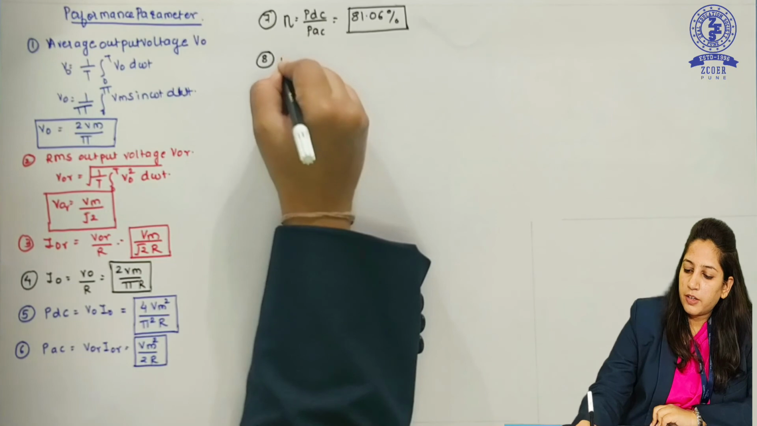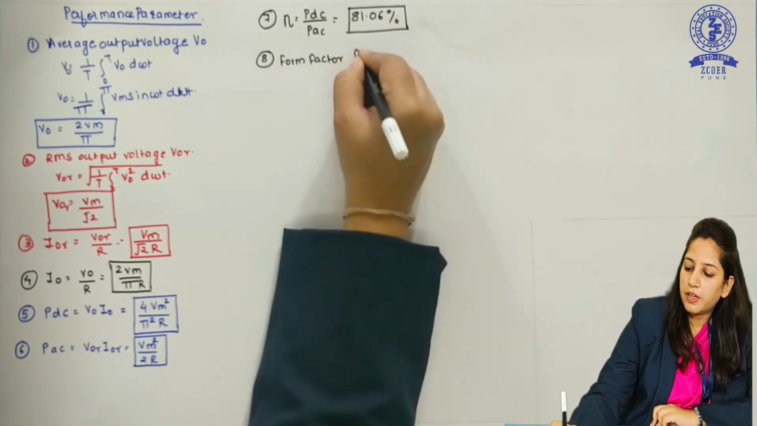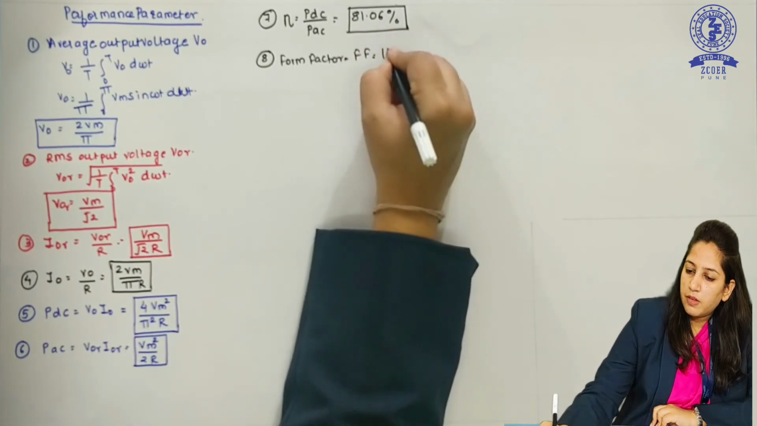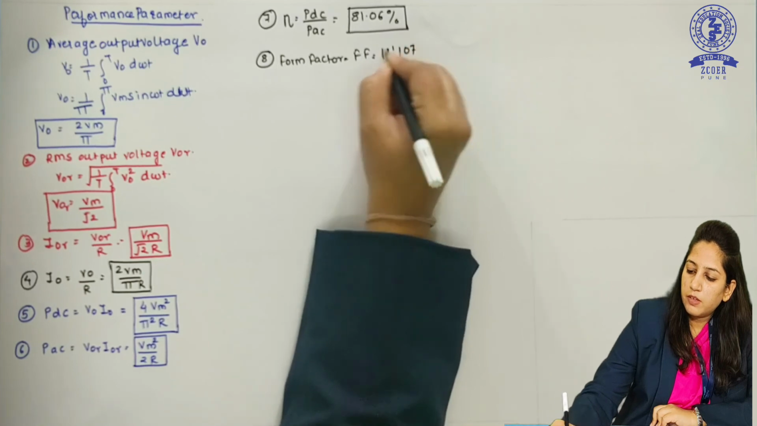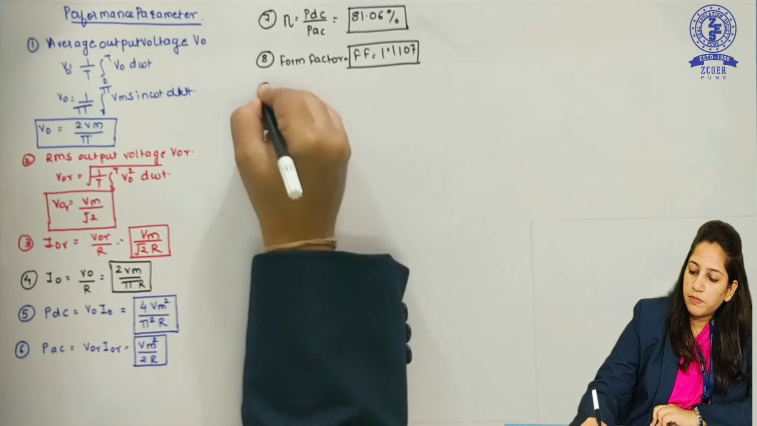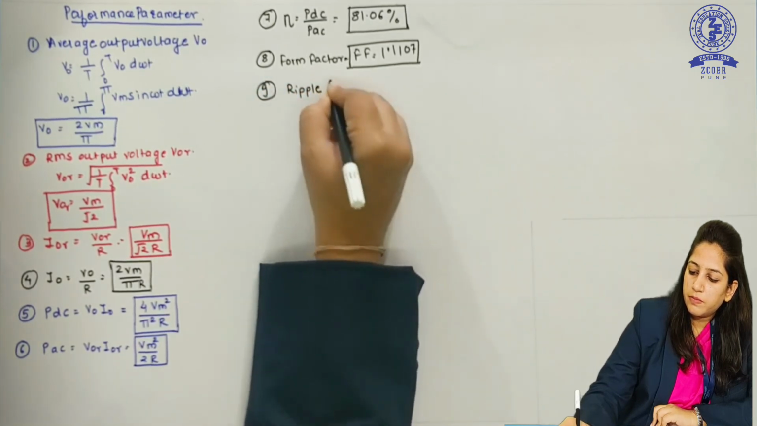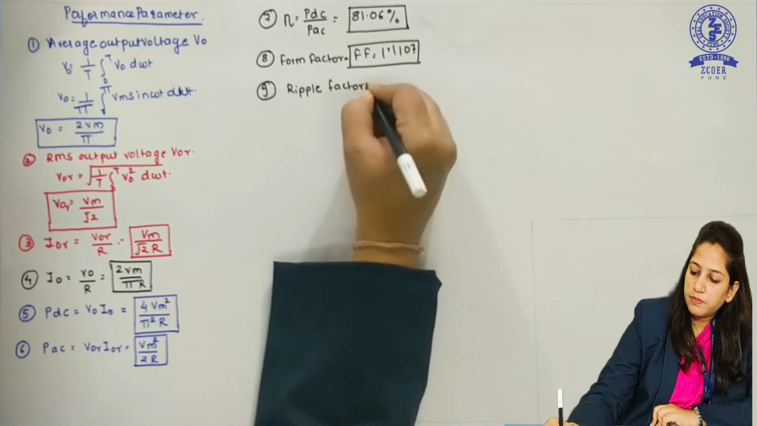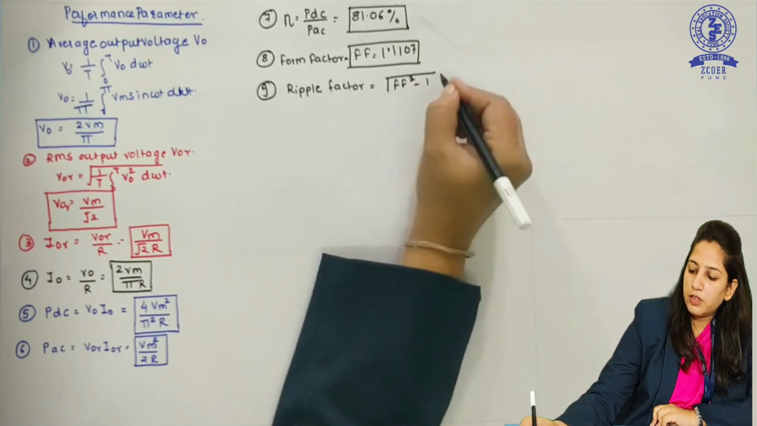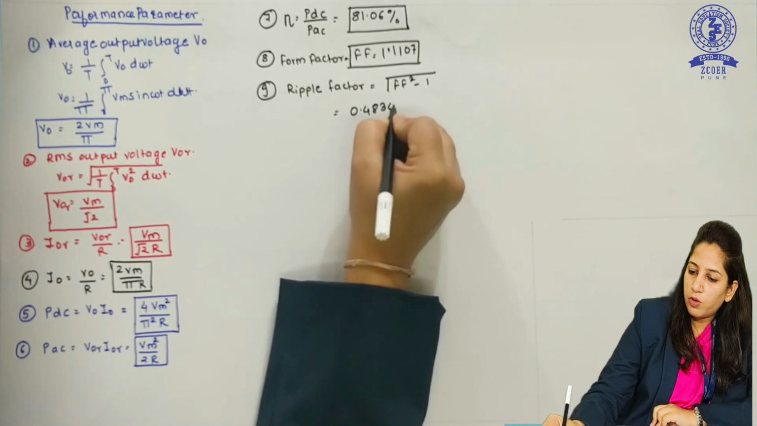Then is form factor, which will be indicated as FF. Form factor will be again the same, 1.1107. Then the ripple factor, the formula will be root of FF square minus 1, and that will give me 0.4834.